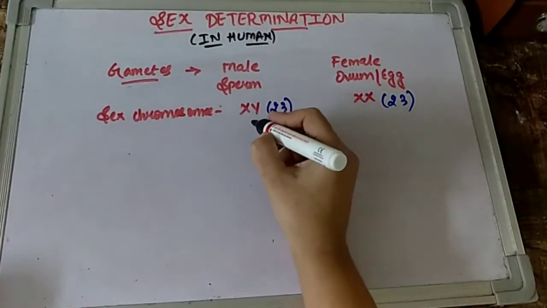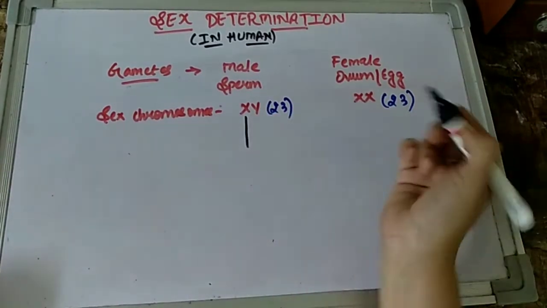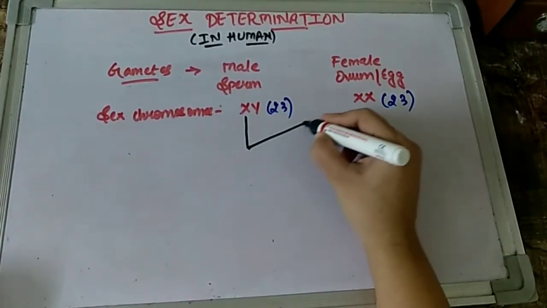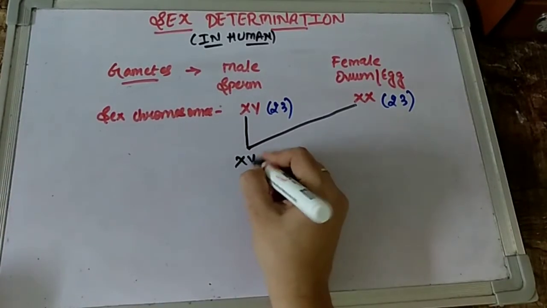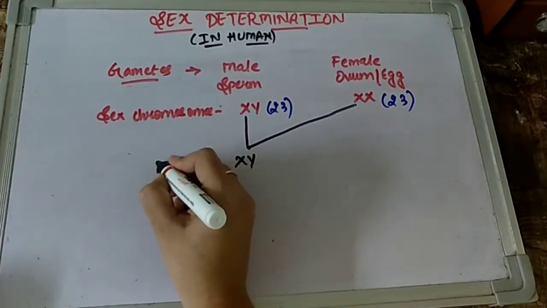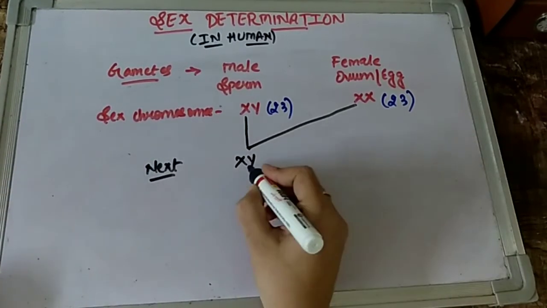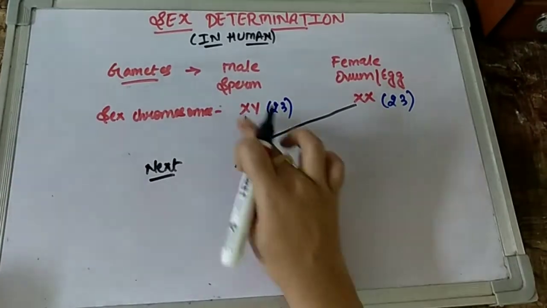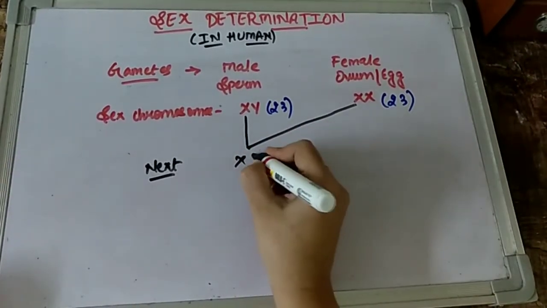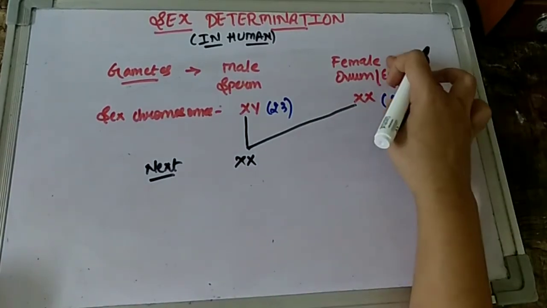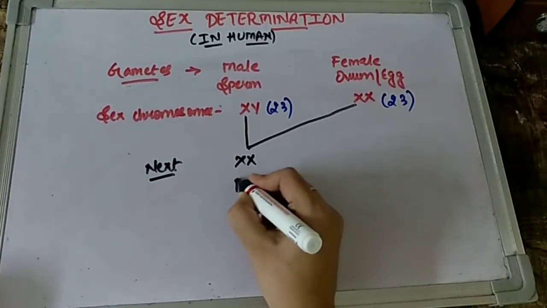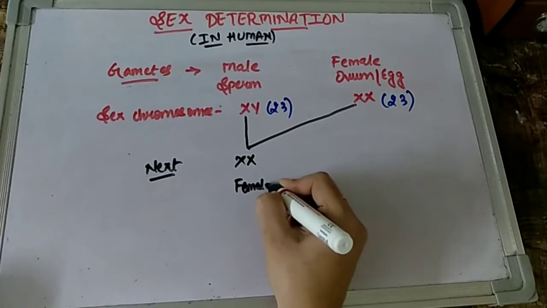So let's see, children, if this X chromosome from the male fuses with this X chromosome of the female, what is the combination that we will get for the next generation? Let me write this down as the next generation, or the progeny. If this X goes with this X, it will definitely be XX. And we know what XX is going to give rise to. It is going to give rise to a female, correct?